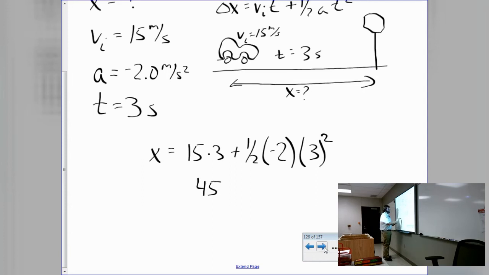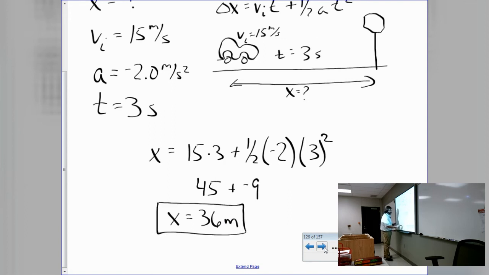15 times 3 is 45. So we have 45 plus half of -2 is -1. And 3 squared is 9, so that becomes -9. So we have 45 plus a -9, or 45 minus 9. So our displacement then would be 36 meters in the positive direction. So again, to the right is positive.